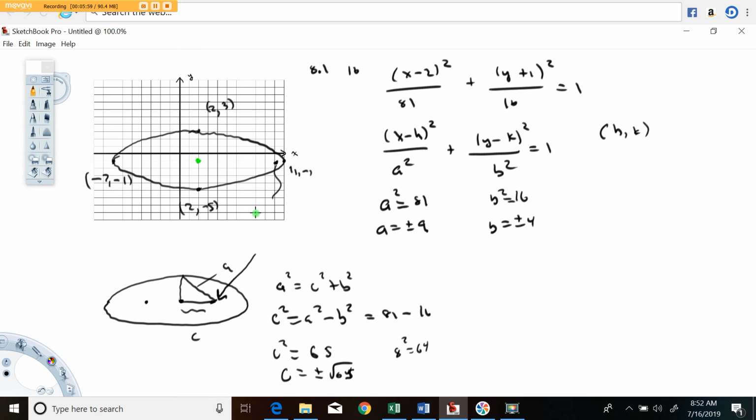The x coordinate there would be 2 plus square root 65. The y coordinate is negative 1. The other one is right there. Again, those foci are very close to the endpoint. The x coordinate is 2 minus square root 65. The y coordinate is negative 1. And I'm going to call that done for this example. That's a super rough sketch. These foci are very close to the endpoints here just because this is a very stretched out type of ellipse.